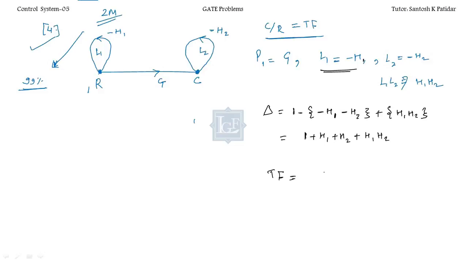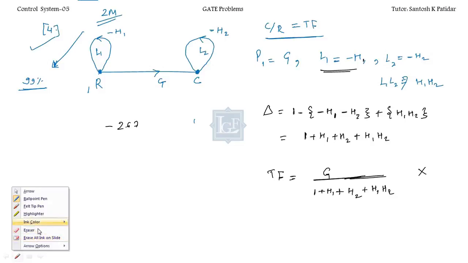The transfer function will be G divided by 1 plus H1 plus H2 plus H1 H2. Suppose this is the 2 marks problem. The same question came in the GATE examination. You will do it this way. You will come out and consider 2 marks. But in actuality you will lose your 2.67 marks because this is definitely wrong.